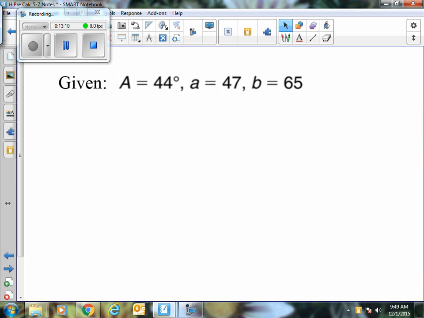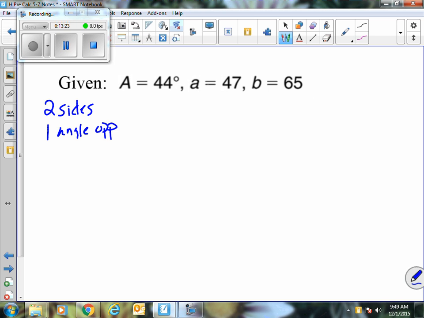So what we're going to do is just start from scratch, think about what we know about the triangle. So I know, looks like two sides, and I have one angle opposite, and that angle opposite happens to be what kind of an angle? Acute or obtuse? It is acute. All of this information is to help me figure out what law am I going to use? So I know that I'm going to use law of sines because I have a side that's opposite.